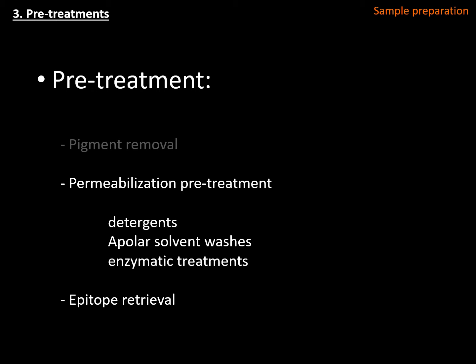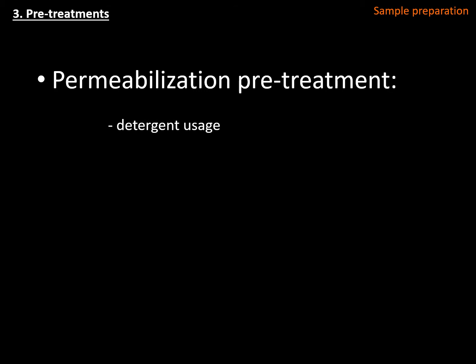And in many cases, because it's not possible using any fixative technique to preserve the epitope that you want to identify, you have to retrieve it. So permeabilization pretreatments are normally done with detergents. There are two main classes of detergents: denaturing detergents like Tween 20, or non-denaturing detergents like Triton X.